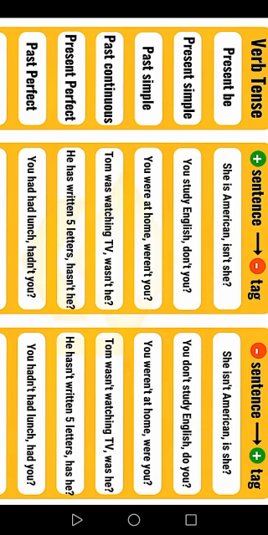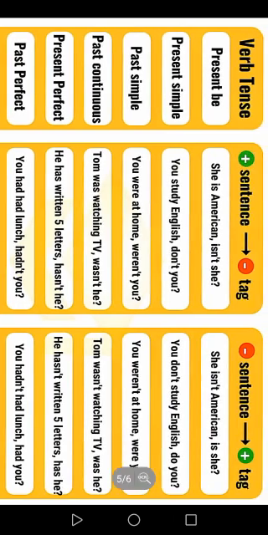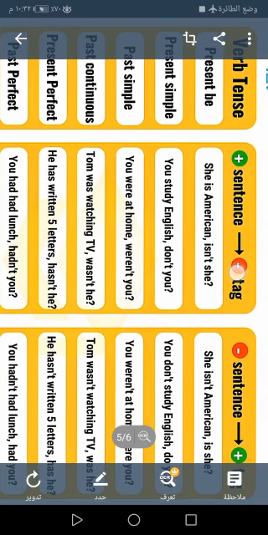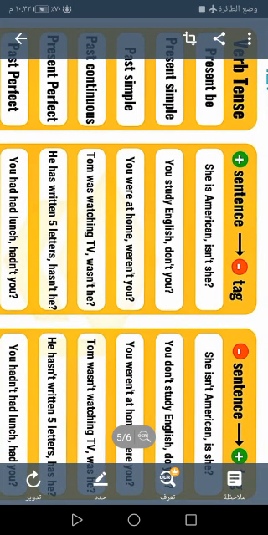Excellent. And we have here two circles, green and red. Green here means that the sentence is positive, and for the red circle, the tag is negative. Question tag is negative. Excellent.